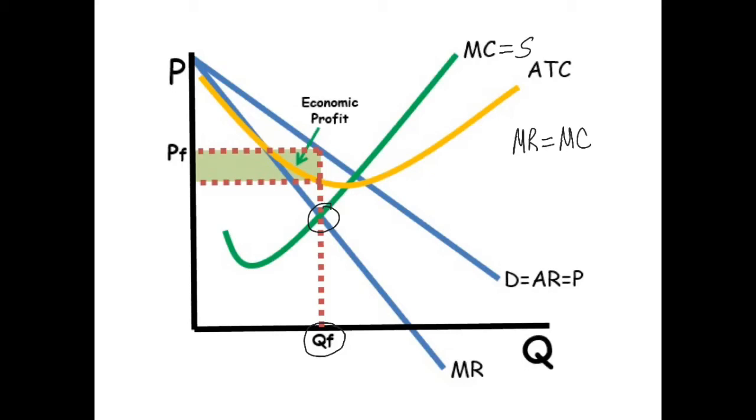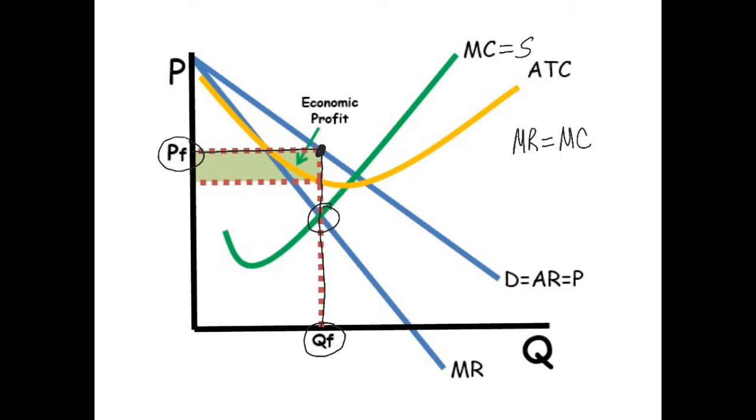Once we have established the quantity for the firm, the next decision is what price we are going to be able to set. The price that we will be able to set is determined by the demand for that particular quantity. So as we look at QF and we go up to the demand curve, we could see that PF would be the price that we are able to set.